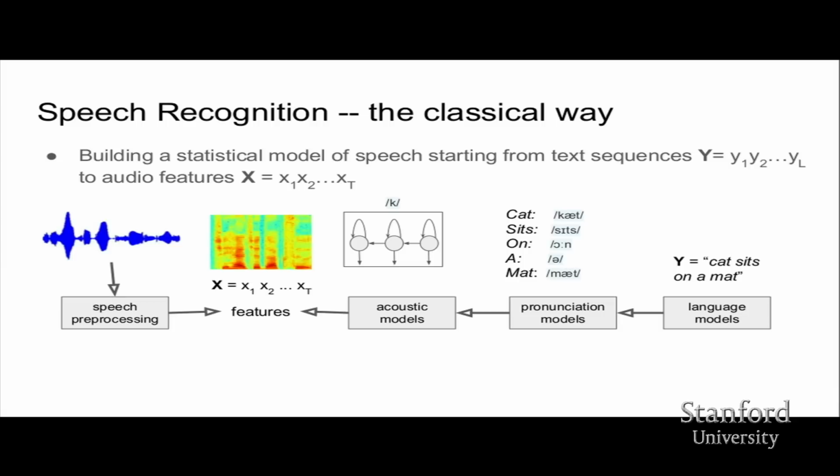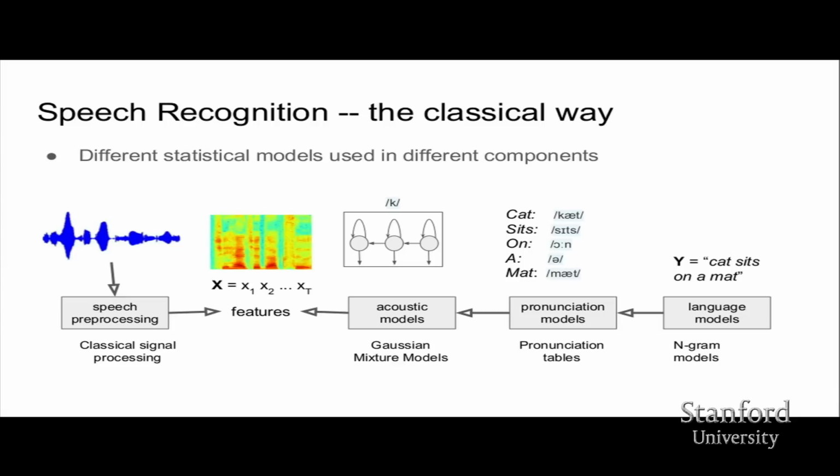So the classical pipeline proceeds as described. Now, each of these different components in this pipeline uses a different statistical model. In the past, language models were typically n-gram models. This served very well. Obviously, in this class, I don't really need to define language models, but you have essentially tables describing probabilities of sequences of tokens.